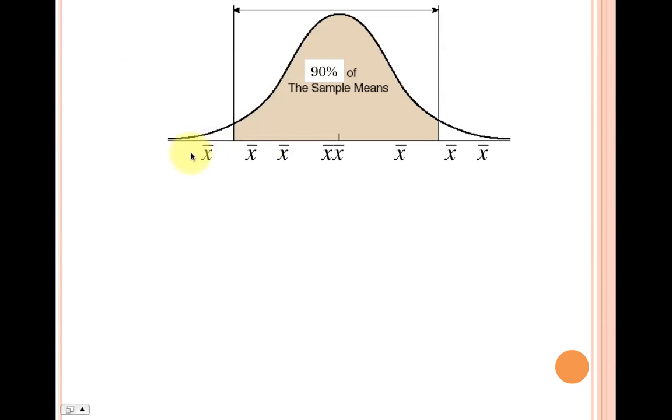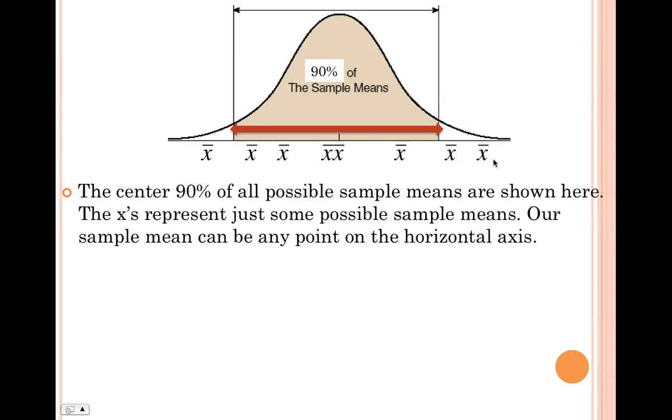On the horizontal axis, we have possible sample means for the sampling distribution. The center 90% of all possible sample means are shown here. The x bars represent just some possible sample means. Our sample mean can be any point on the horizontal axis. Okay, so our sample mean can fall anywhere on the horizontal axis. We got a sample mean of 2.63, and it could be anywhere.